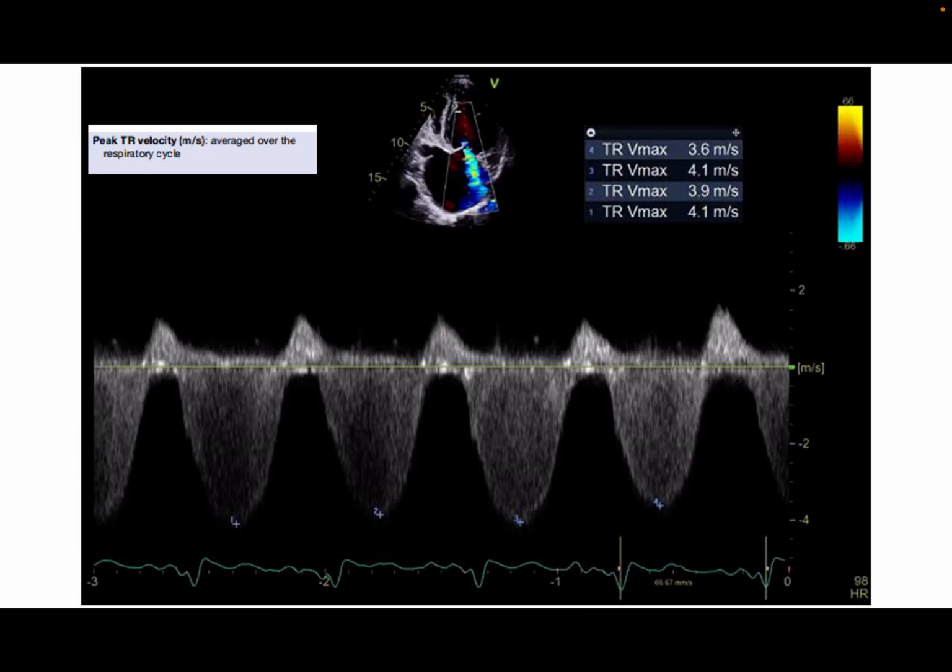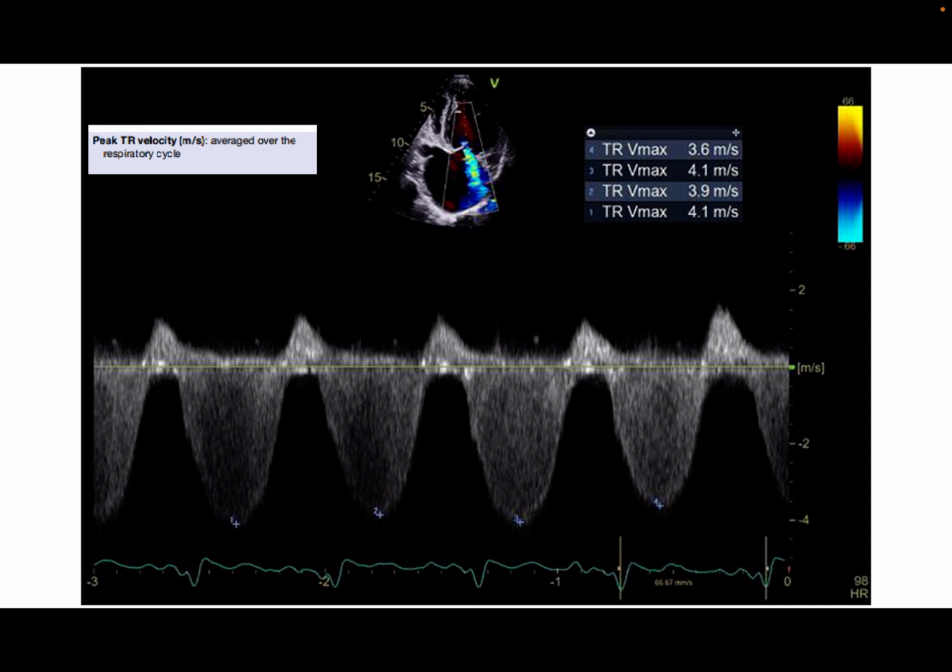Peak TR velocity and pulmonary artery systolic pressure. The tricuspid regurgitant jet velocity gives us pulmonary artery systolic pressure. An elevated PASP is one of the three primary variables in the left atrial pressure estimation algorithm. Why does elevated pulmonary artery systolic pressure indicate elevated left atrial pressure? Because post-capillary group 2 pulmonary hypertension is driven by elevated left heart filling pressures.